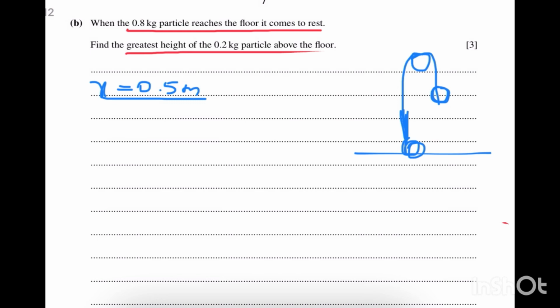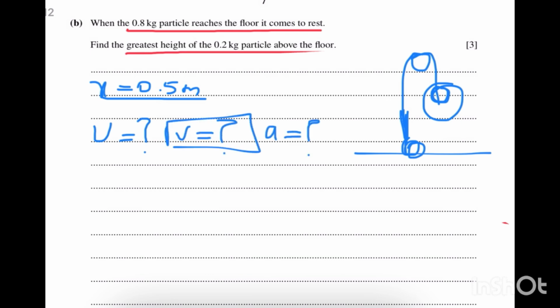Now we need to find out how much this particle travels upwards without there being tension in the string. In order to do that, we need the initial velocity, the final velocity, as well as the acceleration. When the particle reaches the maximum height, it stops moving, and that means the final velocity will be equal to 0. So this needs to be 0.